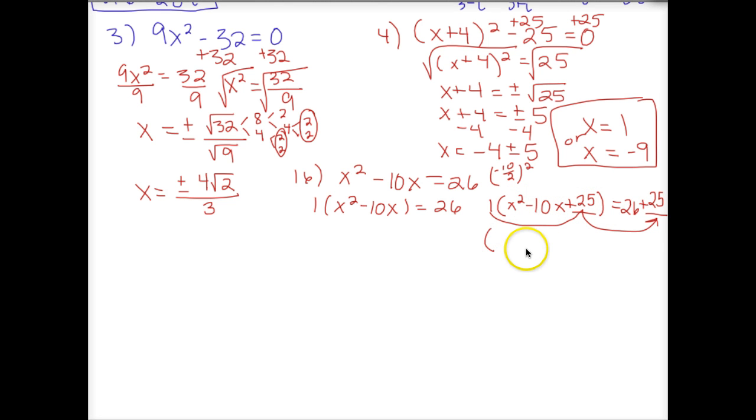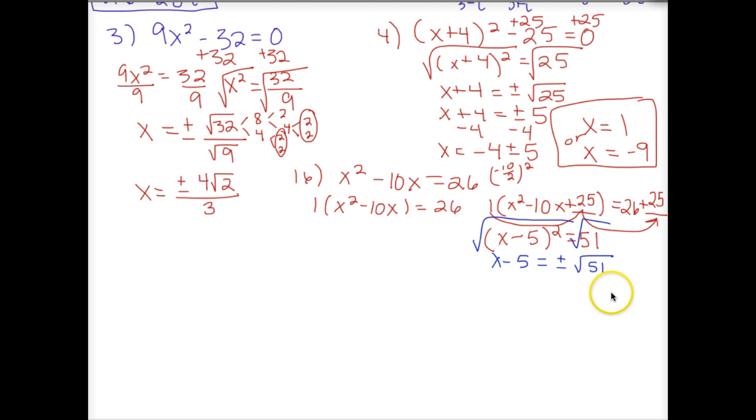So PSTs factor the same way every time. Square root of the front is x, sign of the middle is negative, square root of the third is 5, and then I get a squared. 25 plus 26 is 51 on the right. Now, I can solve with square roots. So, square root the left, square root the right. X minus 5 on the left equals plus or minus the square root of 51.